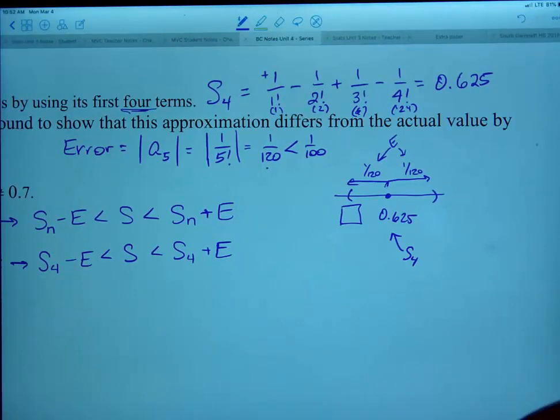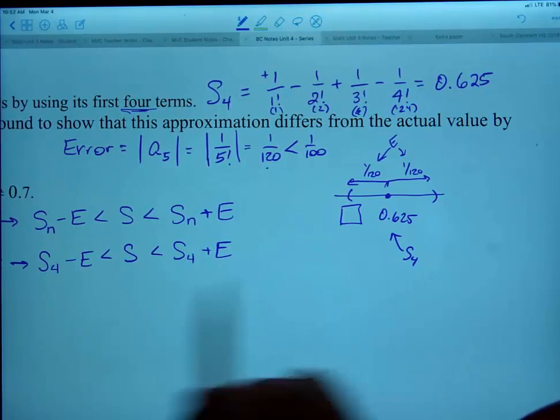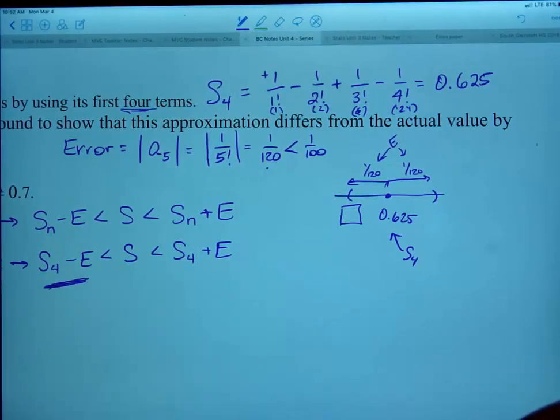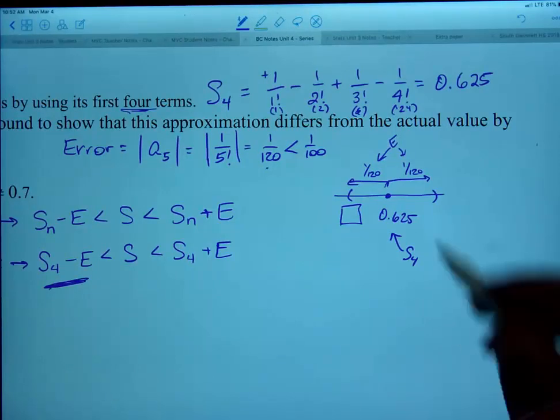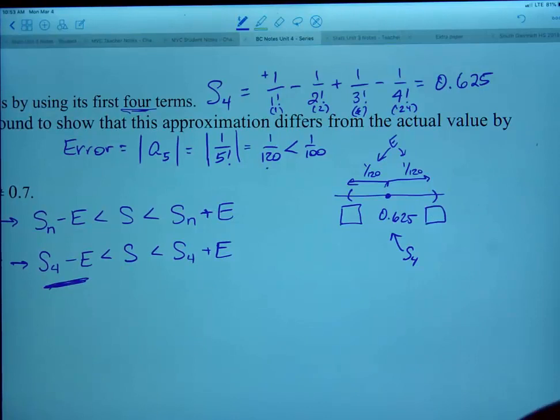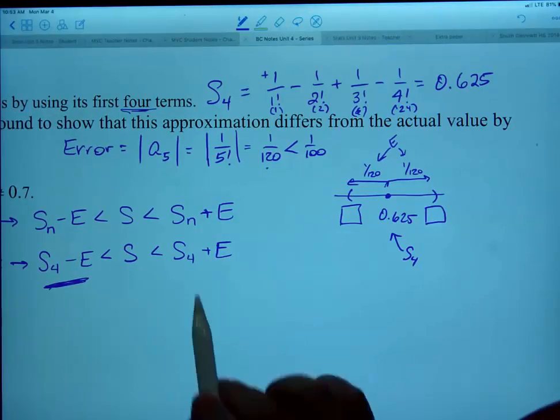I would take the 0.625 and I would subtract 1 over 120. Do you agree with my statement? Yeah. So that's the same thing as S sub 4 minus E. Okay? How would I find that box over there? I would add the error to the S sub 4. That's where this comes from.